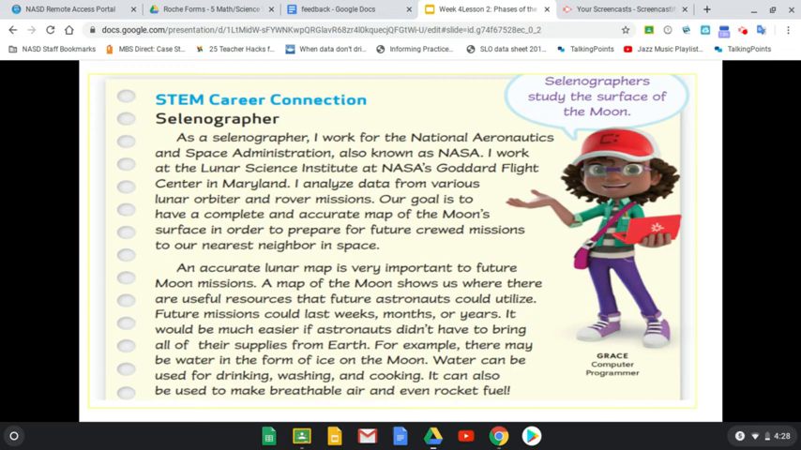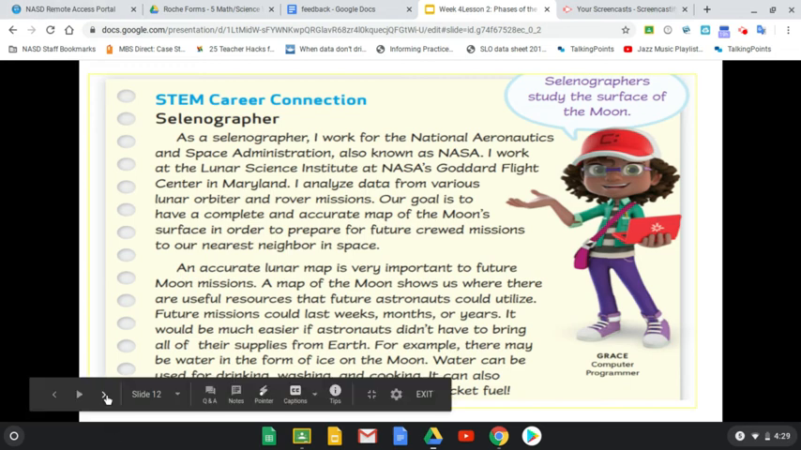So what you're going to do now is read the selenographer's journal entry that's taken from our Be a Scientist notebook. You're going to learn a little bit more about what a selenographer might do, okay? And then we're going to answer some questions together after you've read. So please pause now and read the journal entry to yourself.